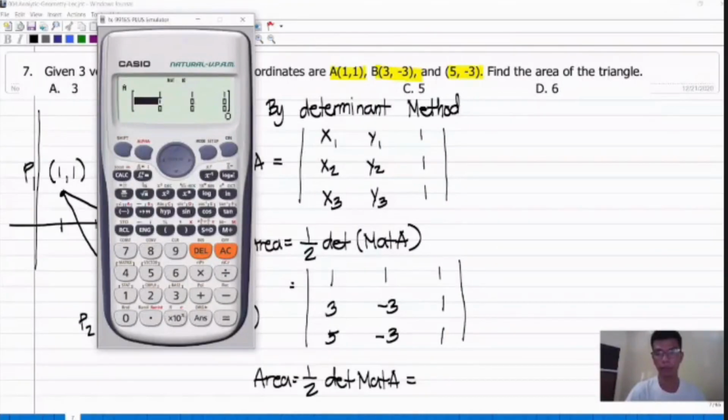So AC, then bring out the formula 1/2 or 0.5 times the determinant of matrix A. Shift 4 for matrix, where you will find the determinant function. Number 7 is the determinant, and matrix A is what we take the determinant of, so shift 4 again to bring out matrix A, number 3, then equals. The answer is 4 square units.